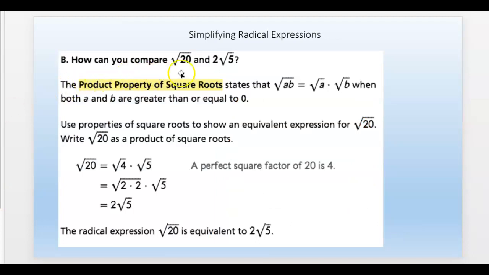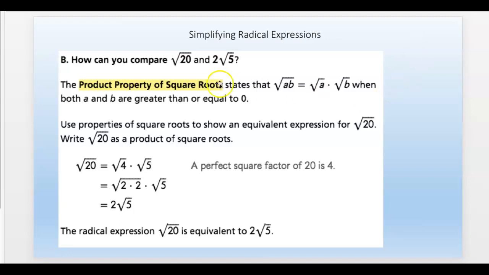How do you compare the square root of 20 and 2 times the square root of 5? There's something called the product property of square roots. It's pretty simple. It means that the square root of AB is equal to the square root of A times the square root of B, as long as neither A nor B are negative. They have to be greater than or equal to 0, because you can't take the square root of a negative number, not in the real number system.